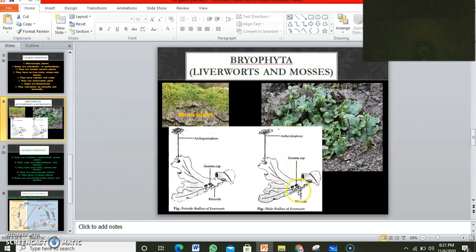This is the root, the rhizoid beneath it, which is used to absorb water from the soil. It actually is inside the soil.